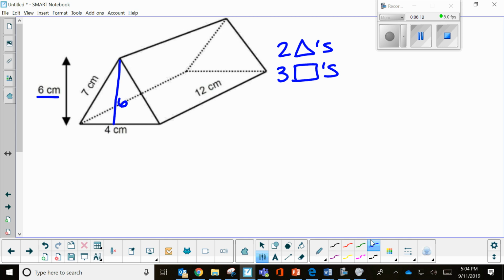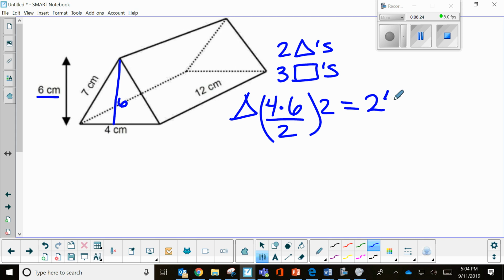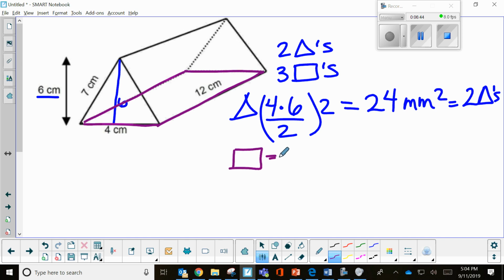Okay? So I'm going to start with my 2 triangles. So that is 4 times 6 divided by 2 times 2. So essentially those cancel out. 6, 12, 18, 24. 24 millimeters squared. So this is equal to the 2 triangles. Okay? So now I have my 3 rectangles. So I've got my bottom rectangle. Rectangle 1 is going to be 4 times 12. So that's going to give me 48 millimeters squared.